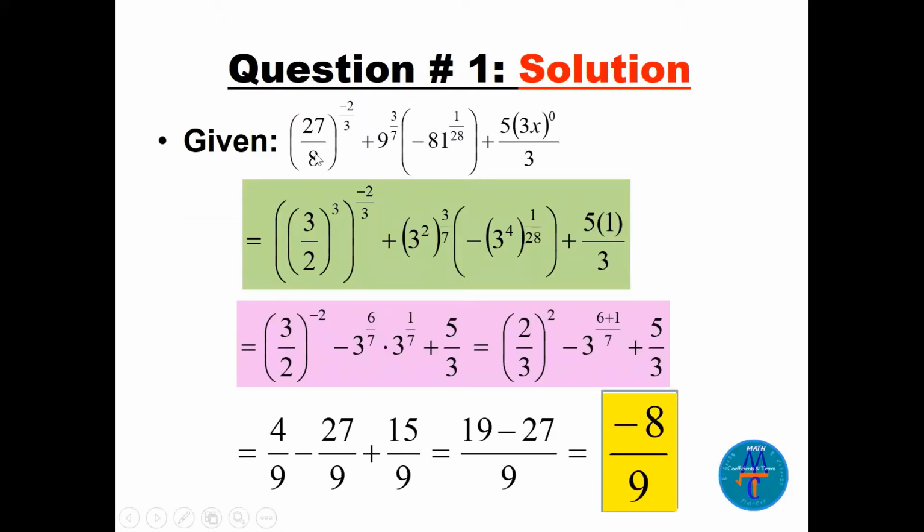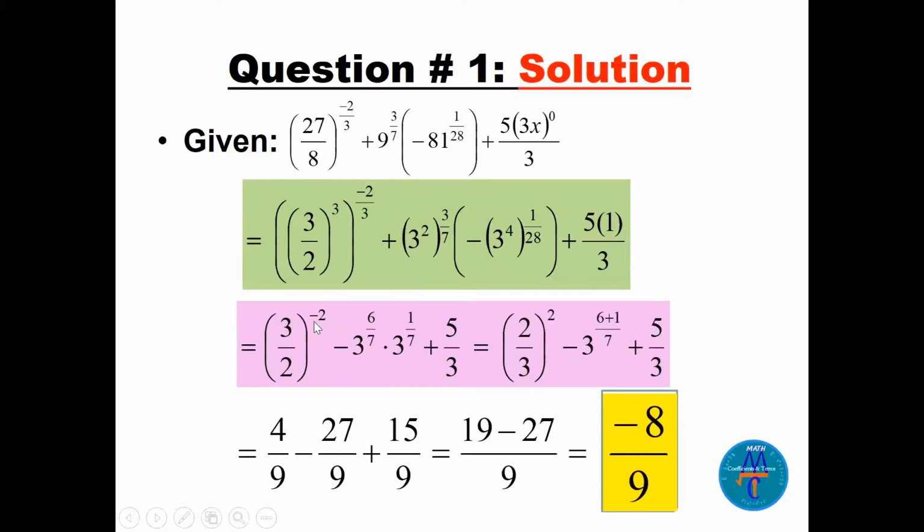Now the first one, 27 over 8 to the power minus 2 over 3. 27 over 8 is 3 over 2 all cubed. See the power here, cubed: 27, 3 cubed; 8, 2 cubed. Now you multiply the powers here. 3 times minus 2 over 3. You cancel the 3, we are left with only minus 2.